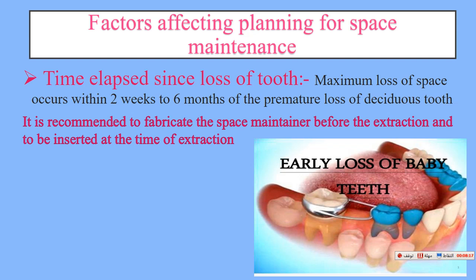So, if the premature loss of the deciduous tooth was more than 6 months ago, this is contraindicated for the space maintainer. We cannot use the space maintainer because the maximum space loss occurs within 6 months. So after 6 months, a space maintainer is contraindicated. So it is recommended to fabricate the space maintainer before the extraction and insert it at the time of the extraction, to prevent loss of the space.